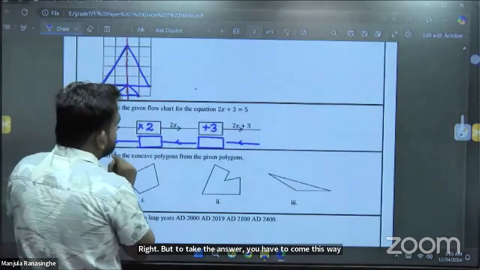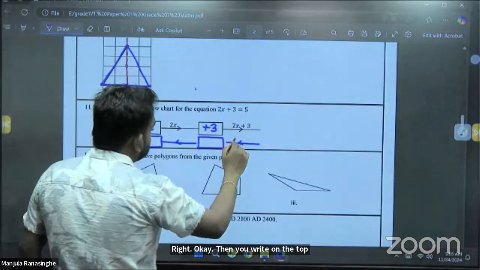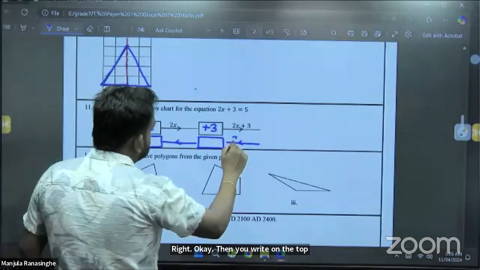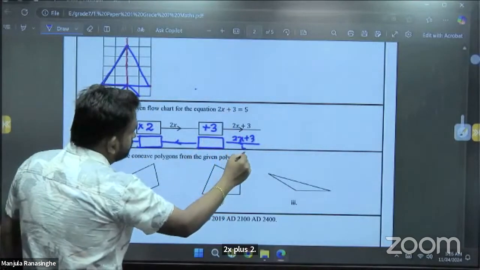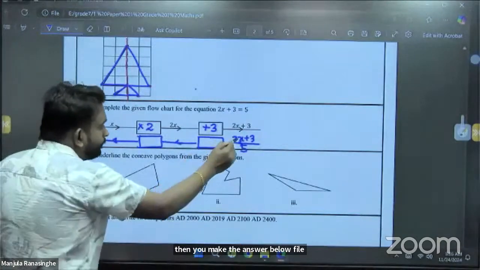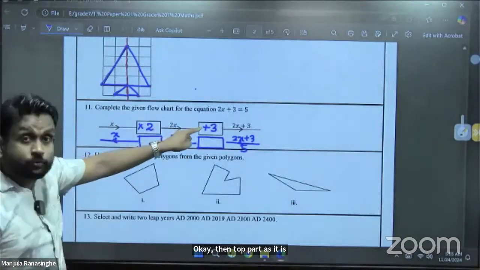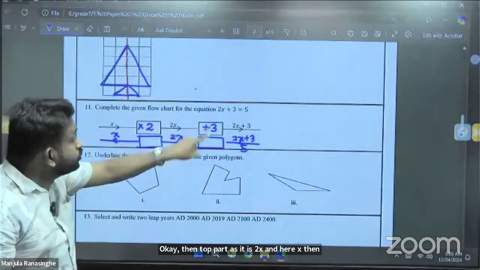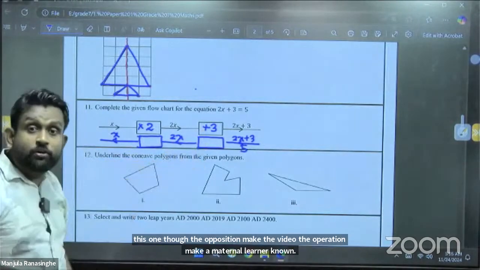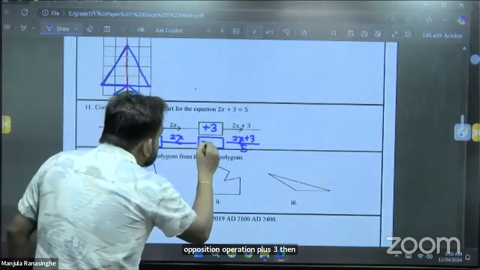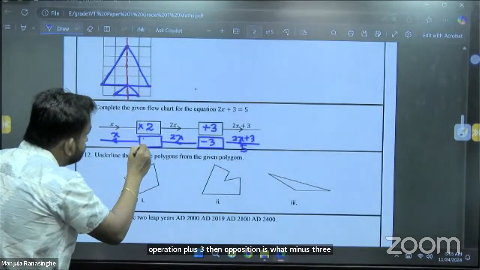Then you write 2x plus 3 on the top, and below it the answer 5. The top part stays 2x, and here x. For this, do the opposite operation. The opposite of plus 3 is minus 3, subtracting 3. And the opposite of multiplication is division by 2.